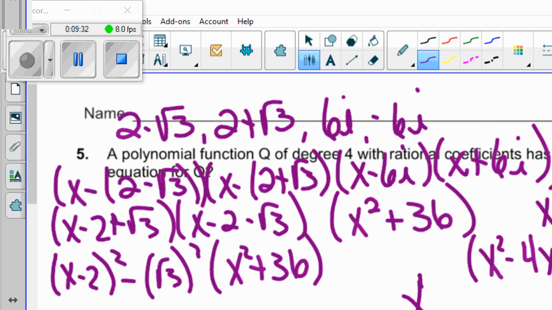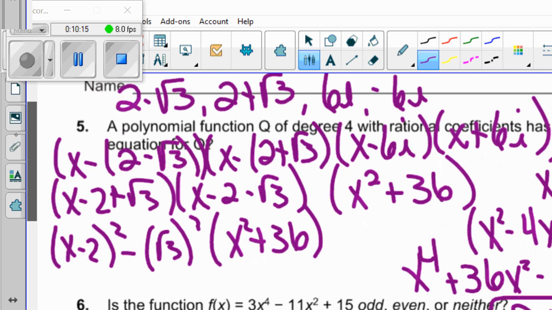I need to distribute that with x squared plus 36. So x squared times x squared, x to the 4th, plus 36x squared, minus 4x cubed, 36 times negative 4, so minus 144x, plus x squared plus 36. So now I need to give it its name and combine like terms. That tells me function q. So q of x equals x to the fourth minus 4x cubed plus 37x squared minus 144x plus 36. That's my polynomial.